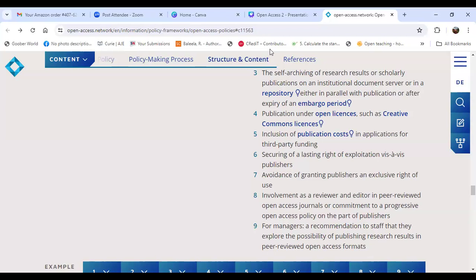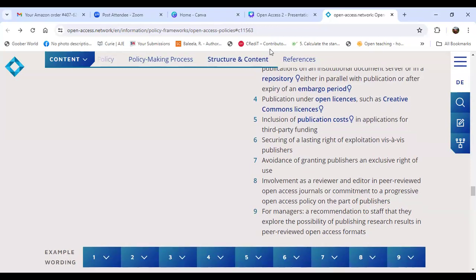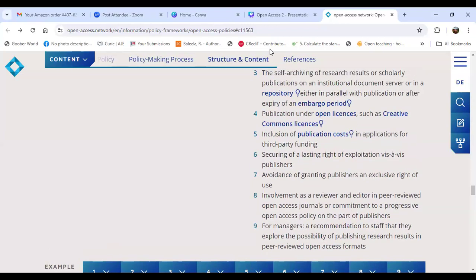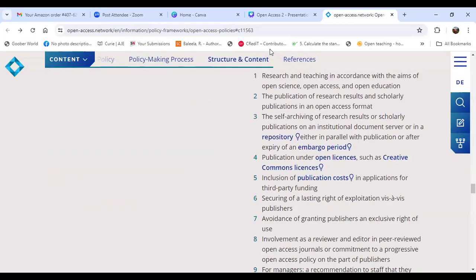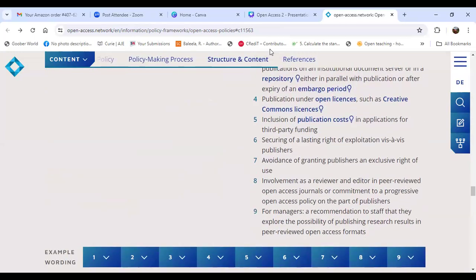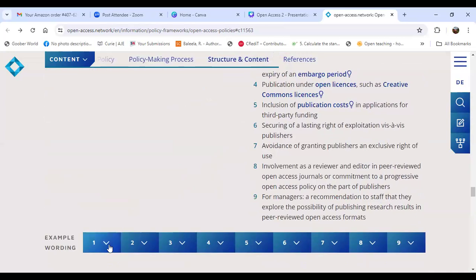For managers, a recommendation to staff that they explore the possibility of publishing research results in peer-reviewed open access formats. This can be a recommendation for action as well. And these are different examples that you can go through.